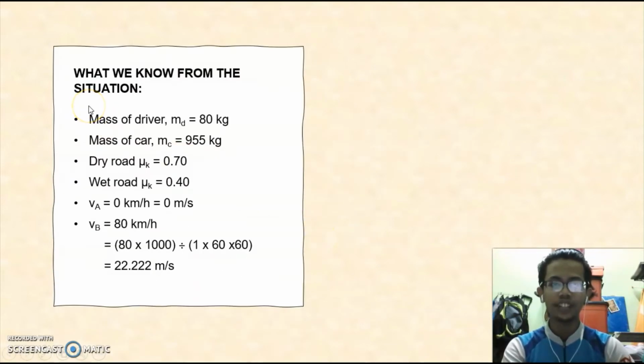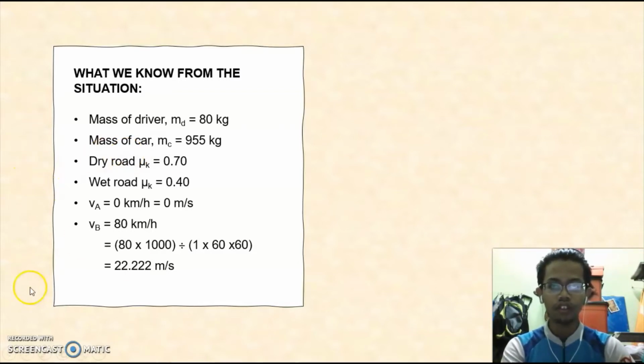So now, there are some important points that we know from this equation. The first thing that we know is that the mass of the driver, which we label as mg, is equal to 80 kg. The second thing is that the mass of the car, which we label as mc, is equal to 955 kg.